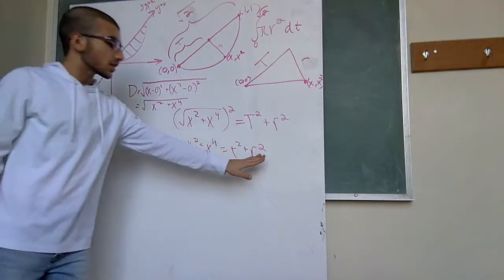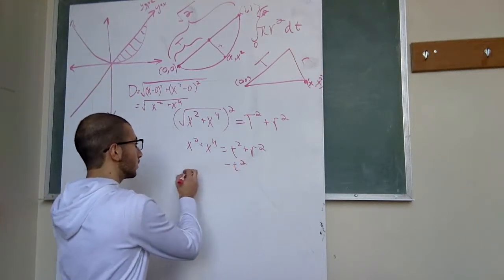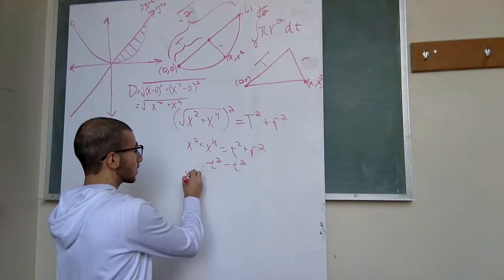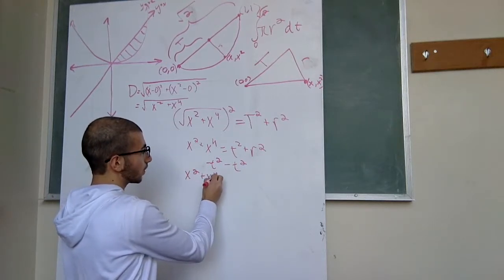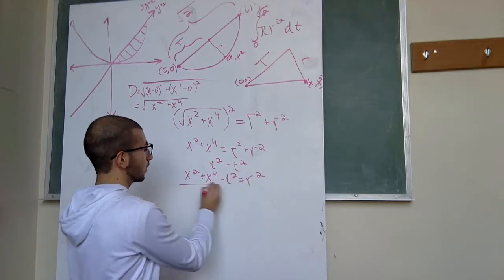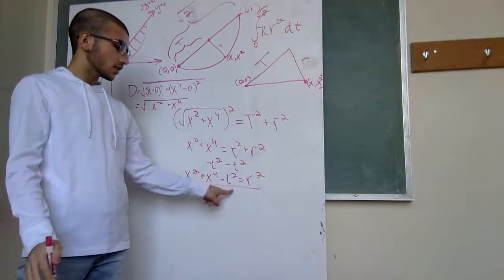So in order for us to isolate r squared, we're going to subtract it from both sides, which leaves us with x squared plus x to the fourth minus t squared is equal to r squared. So that's going to be our first relationship formula between x, t, and r.